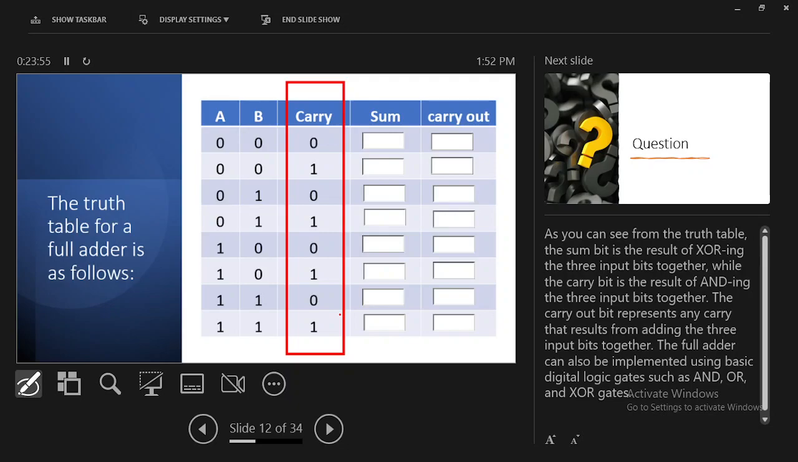What? Zero, zero, zero, zero. Zero. Sum is zero. Zero, zero. No, one. This at least is zero plus zero plus one. So it's one.